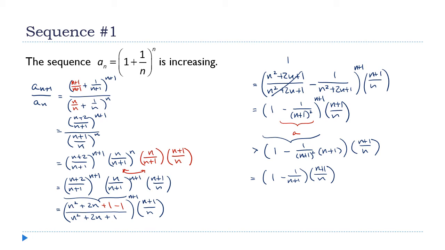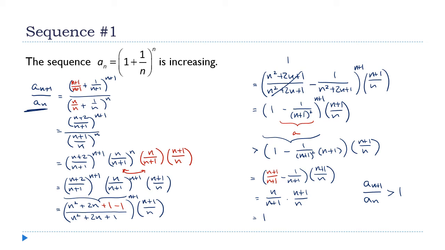Now, let's do a common denominator here. Let's make this (n plus 1) over (n plus 1). Look at what's about to happen. This is n over (n plus 1) times (n plus 1) over n, which is just 1. All right, go back to it. Remember what's on the left-hand side, right? The left-hand side was this expression over here. So what did we just show? We just showed that a sub n plus 1 over a sub n is greater than 1.